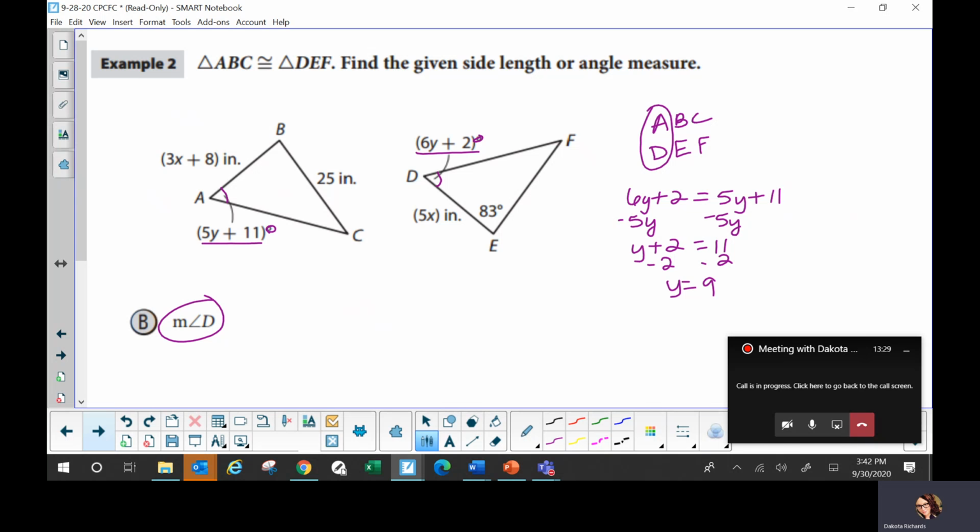Okay, so now you can plug in that 9 to figure out the measure of angle D. Again, the measure of angle D is represented by 6y plus 2. So you plug in, so 6 times 9 plus 2, and that gives you 54 plus 2, which is 56.